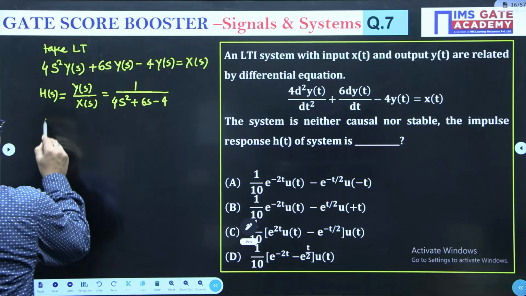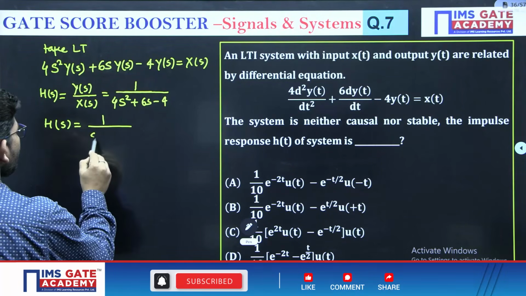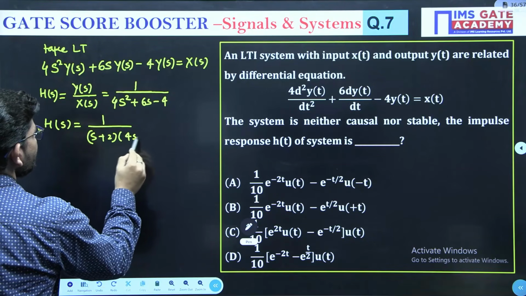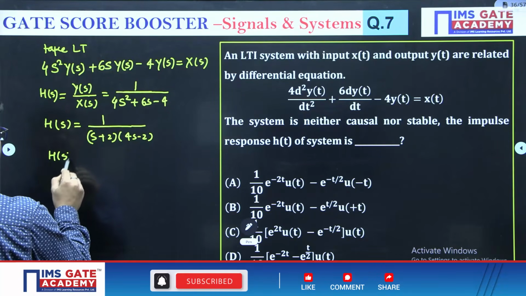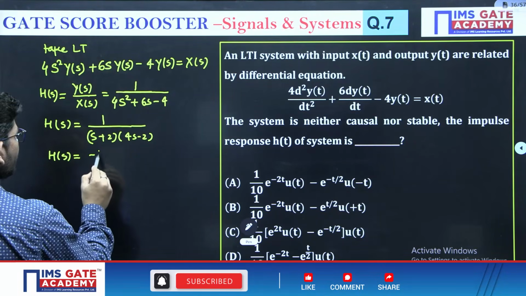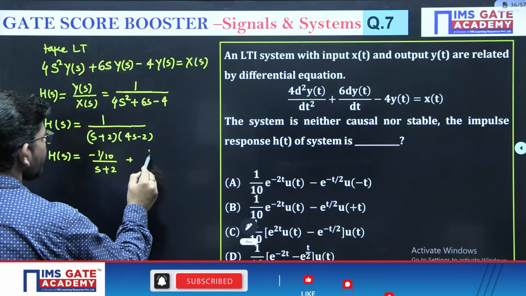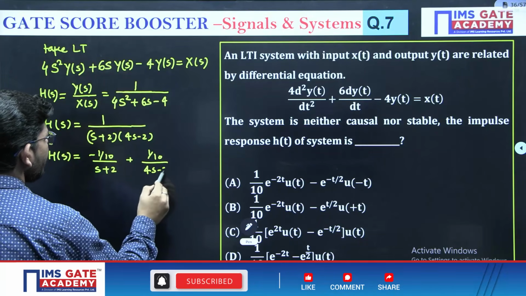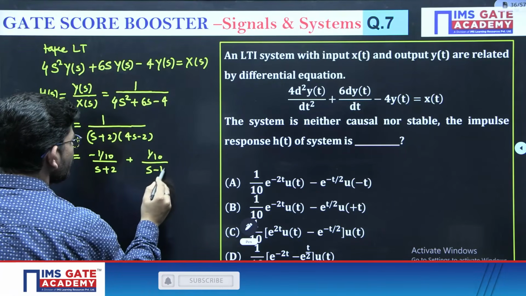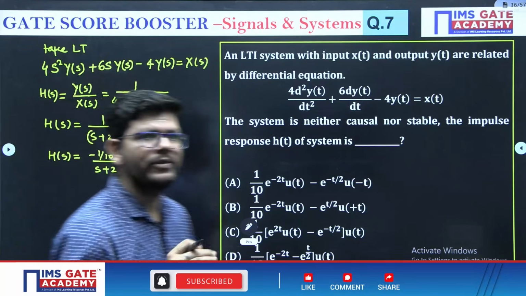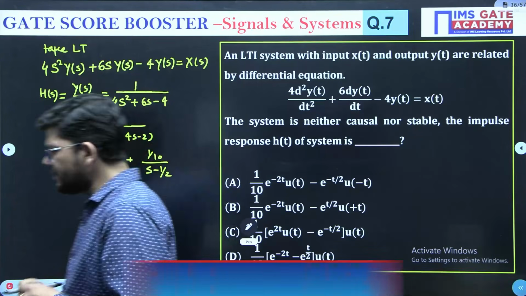Okay. So this H(s) that you have, you can factorize it, and the factors will be s plus 2 and 4s minus 2. After that, you can do the partial fraction, and finally you can write H(s) equals minus 1/10 upon s plus 2 plus 1/10 upon 4s minus 2, or I can write it as s minus 1/2. Okay. So this is how finally you will solve and you will get H(s). I hope that you can factorize and get the partial fraction done also, right? So in this way, finally you are getting this.